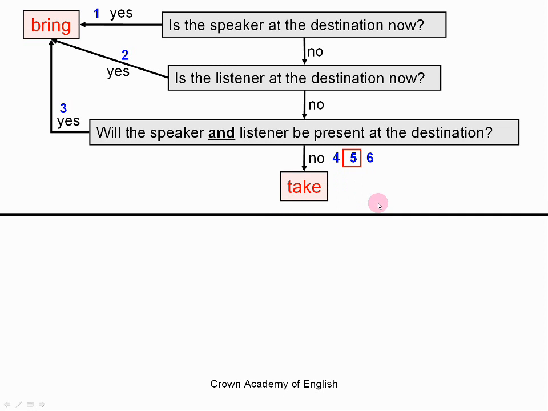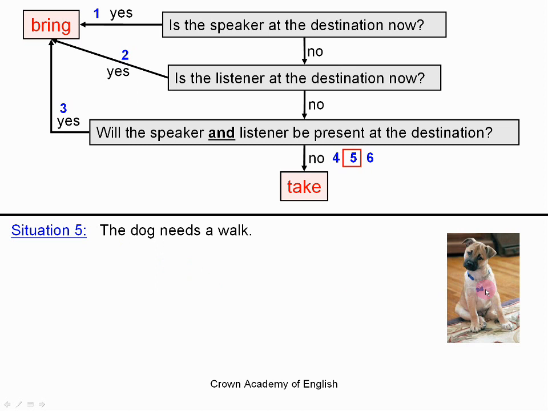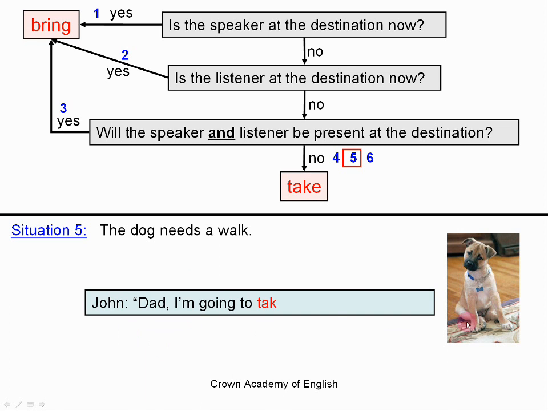Now let us look at situation 5. The dog needs a walk. So there is a boy, John, who says to his dad, "Dad, I am going to take the dog to the park." Okay, so John and his dad are in the house, and the dog wants to go to the park.